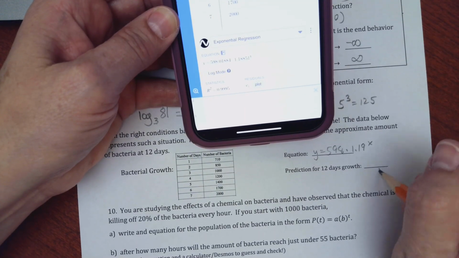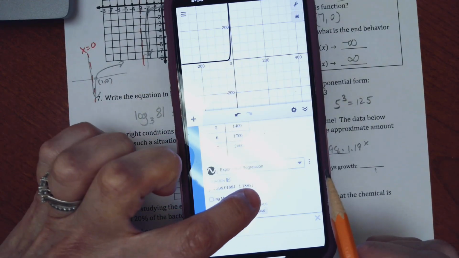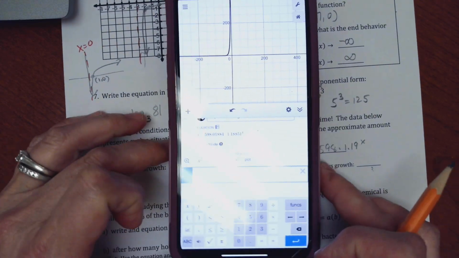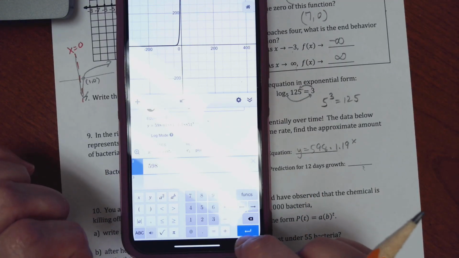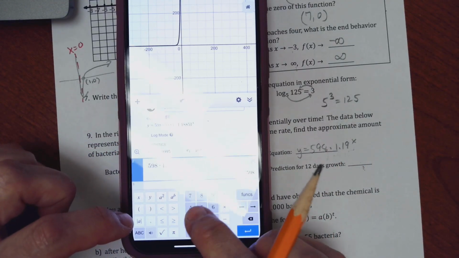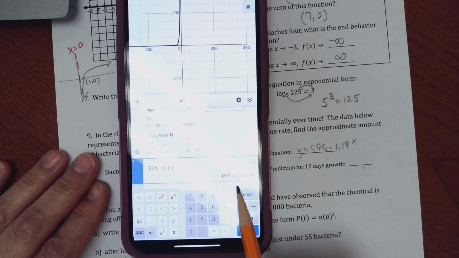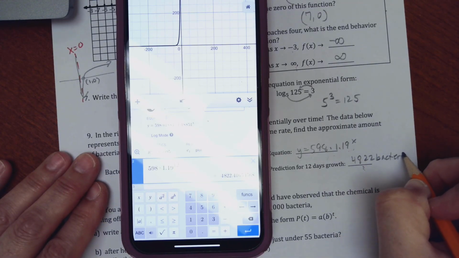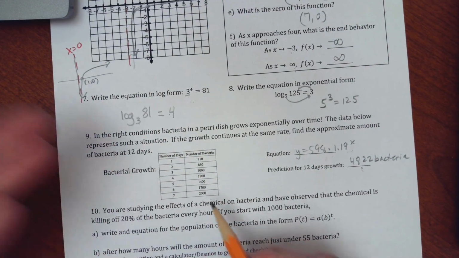And so now I need to predict what's happening at 12. On your computer, you could cut and paste this and plug in a 12 there. For me, I'm just going to enter 598 times 1.19 to the 12. Okay, so look, I'm going to have 4,822 bacteria, because that's what this problem is about. It's going to grow to that much, and that's what I expected. It's getting higher.